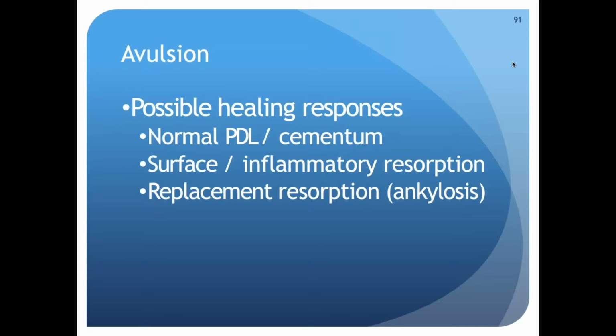So for the avulsion, some of the possible healing responses, ideally we have a normal PDL and cementum and the tooth is fine and good. If there's any kind of damage in the cementum and the PDL, we're going to get surface or inflammatory resorption because those osteoclasts aren't going to be able to differentiate what's going on there, and they're actually going to start treating that like a foreign body. So we can get either resorption or we can get replacement resorption where some of that cementum gets eaten up and it's replaced with bone and we get ankylosis. And especially in a young patient, that's bad because as they grow, that tooth is going to go below the plane of occlusion and not look great.